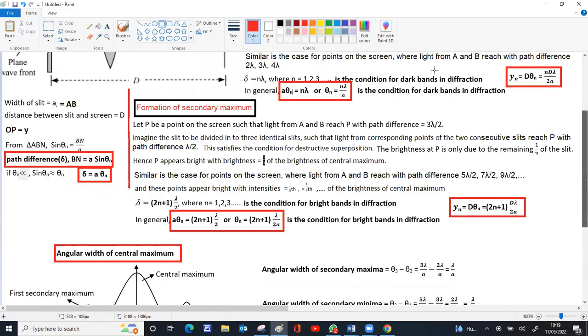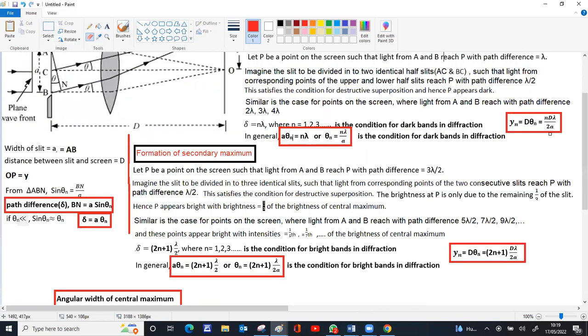There was a correction here. This is not 2a, it's only D lambda by a, because we multiply with lambda. I just copied from here. That's what happened.